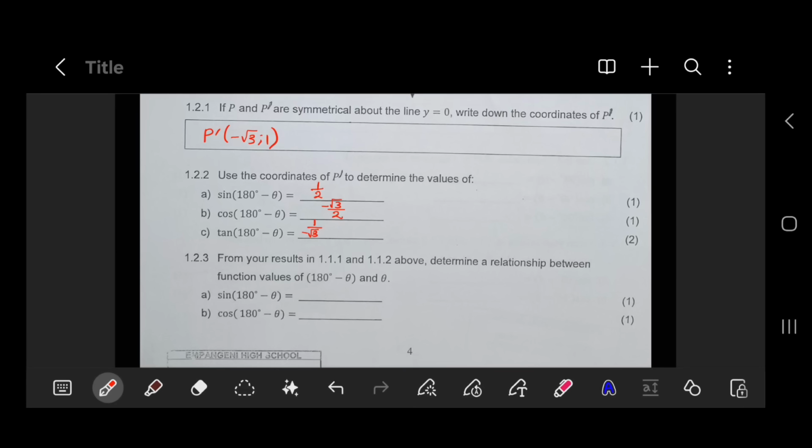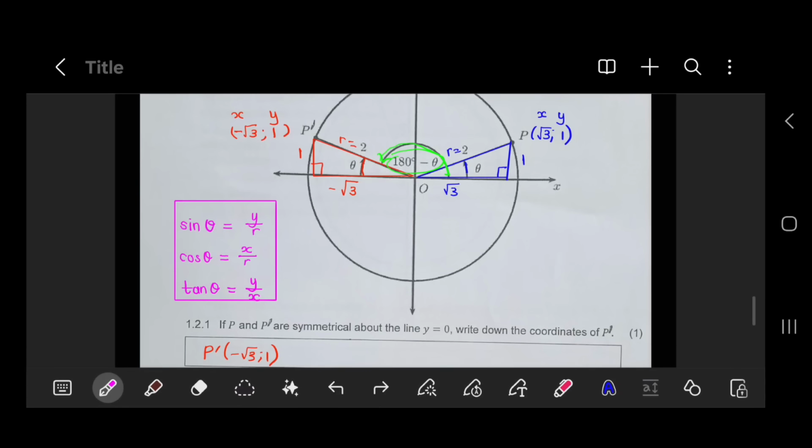1.2.3 says, from your results in 1.1.1 and 1.1.2 above, determine a relationship between function values of 180 minus theta and theta. Basically, they are asking you, how can you use theta to get the same values for sine of 180 minus theta and cos of 180 minus theta? First, let's do this by referring to sine of 180 minus theta. We saw that the answer was a half. So we need to go back to our triangle and see, how can we use theta to get a half?